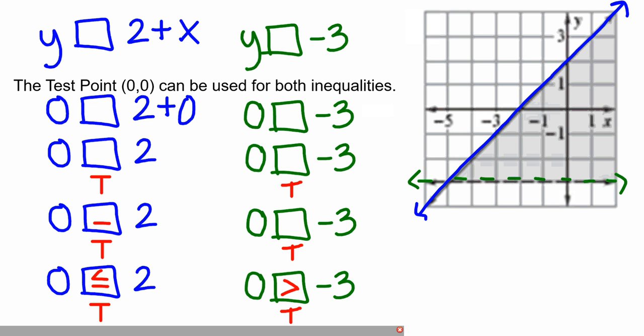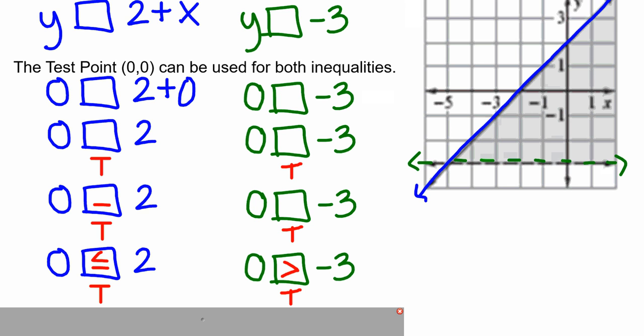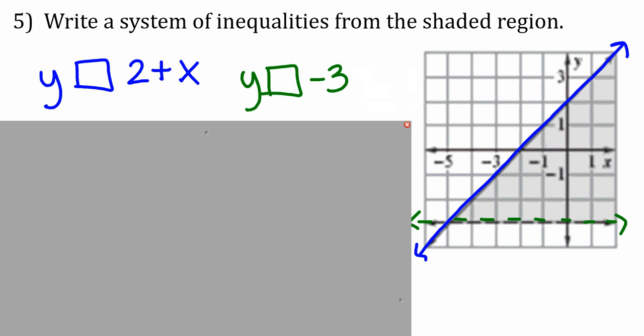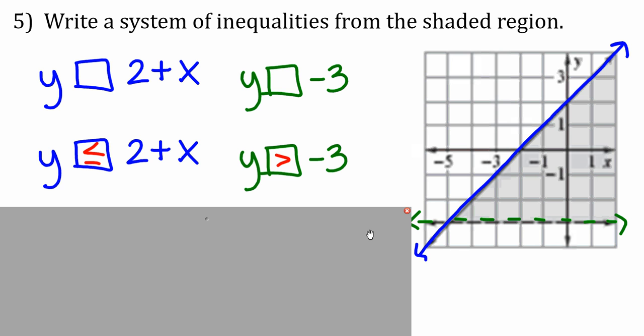So now we know what symbols we need to make the inequalities true. So if we go back up to the top, let's replace what we know here to complete our inequalities. We know that y has to be less than or equal to 2 plus x, and y has to be greater than -3. This is the system of inequalities that generates this graph of the shaded region.